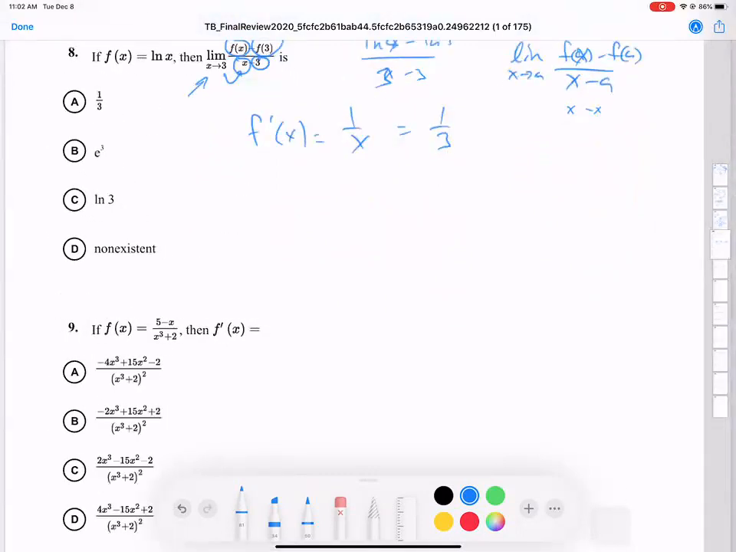Okay, the next problem is just quotient rule. Do you guys need me to do quotient rule? You guys got quotient rule?